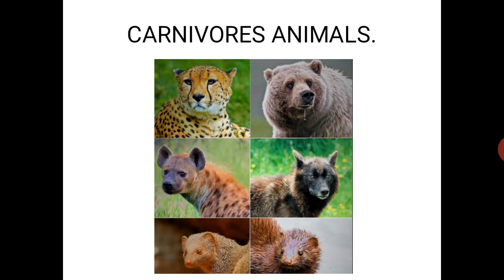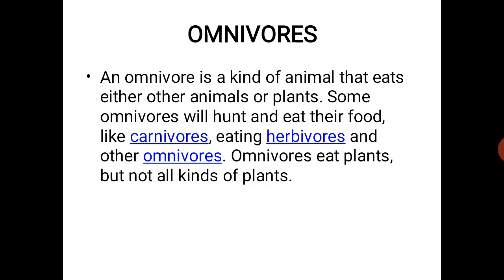Now these are some of the examples of animals which fall under the carnivores category. The third point, omnivores. An omnivore is a kind of animal that eats either other animals or plants. Some omnivores will hunt and eat their food, like carnivores, eating herbivores and other omnivores.